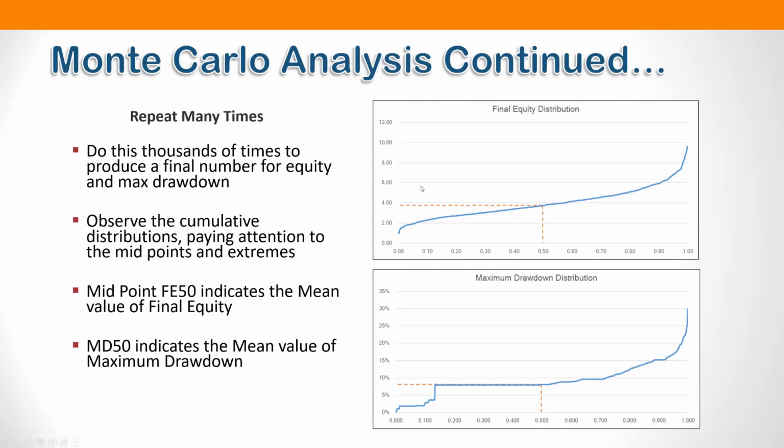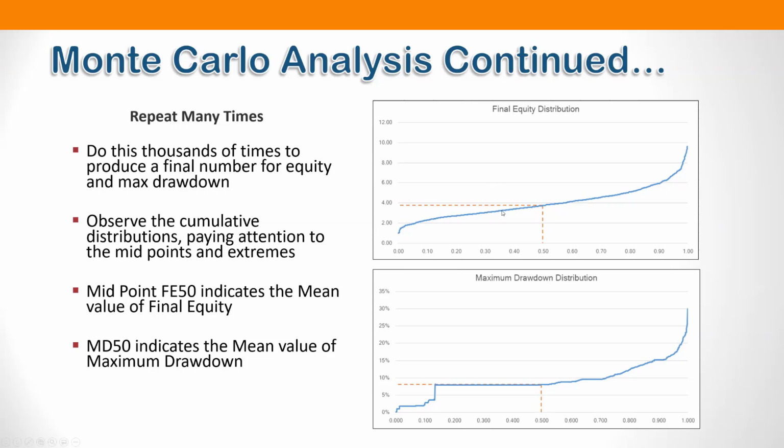So these charts are interesting, and you may know what they mean. We'll see as we go forward how they're produced, but you can read them such that the midpoint here is the average, the mean of the final equities after running thousands and thousands of trade sequences. And the extremes will obviously be the extremes of the results.